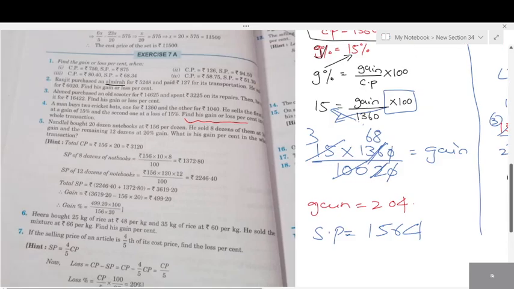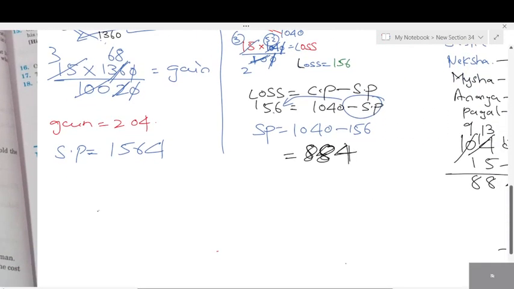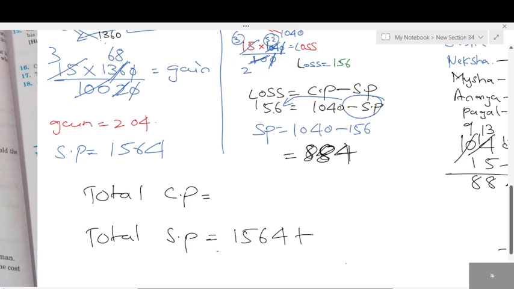Now, what have they asked us here? Find the overall. So, what did I tell you all? If you want to find overall gain or loss, what do we need? Total cost price and total selling price. What is the total selling price for both the products? 1564 plus. What is the total cost price? Tell me the cost price of both.